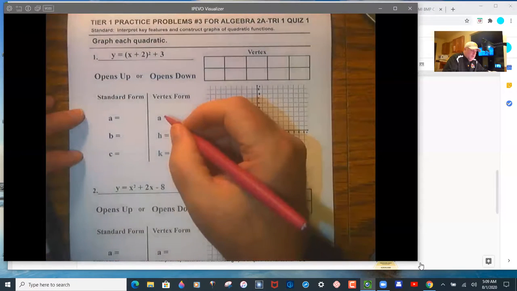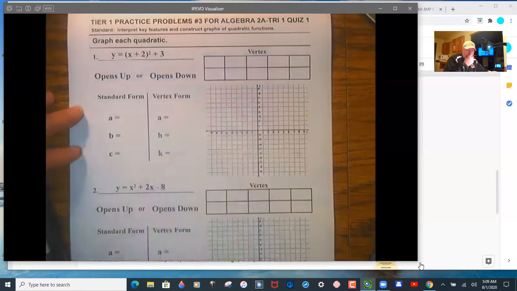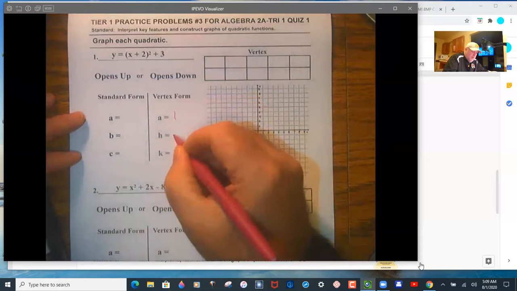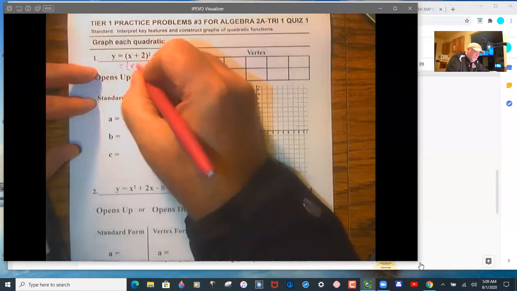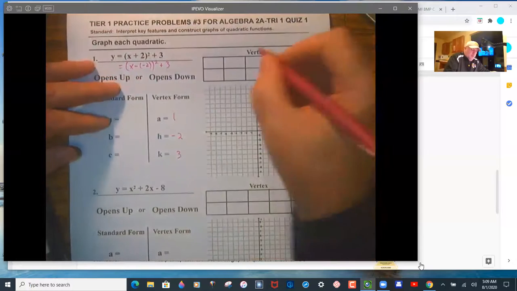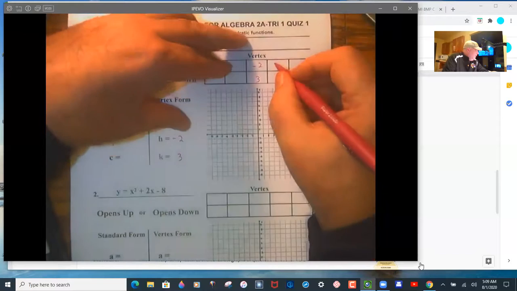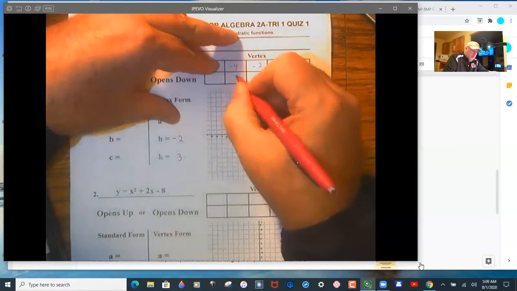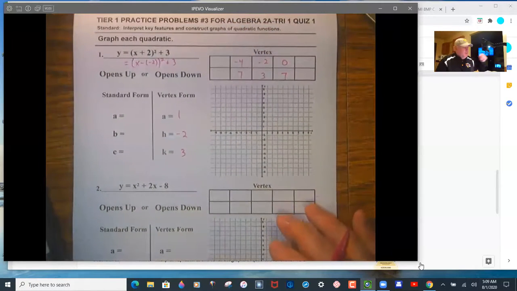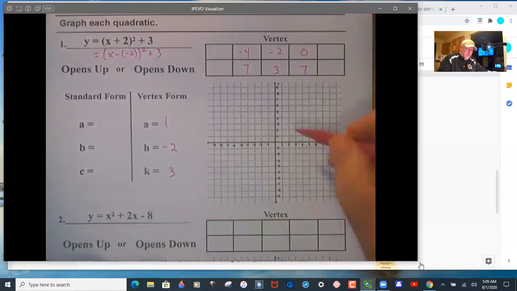So very first thing, you're determining what form you have. This is the vertex form. Again, you see the parentheses there. 1, -2, and 3. So you have to think of this as subtraction inside the parentheses. So -2, 3 is the vertex. And then around that, the points that I chose were 0, 7, and -4, 7. Again, you don't have to choose the points that I do. You have to have the vertex, but you don't have to choose the points that I do.